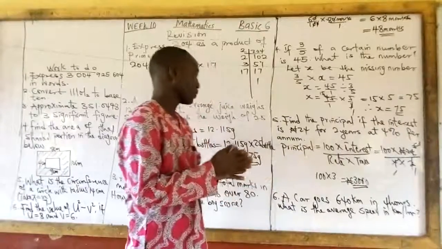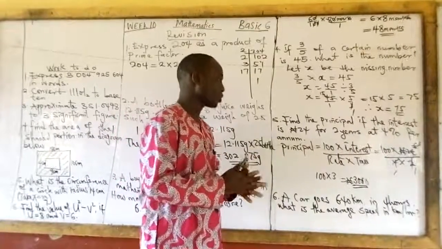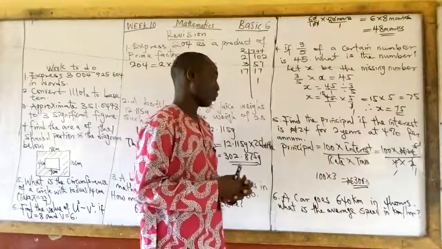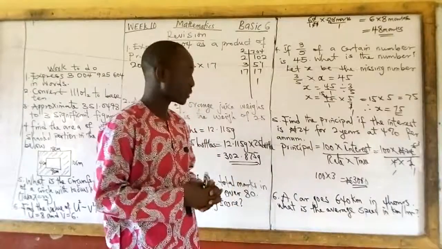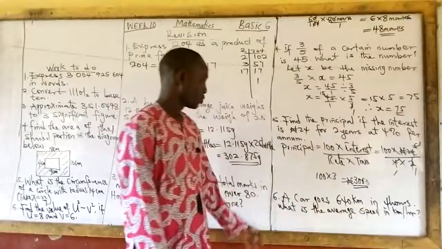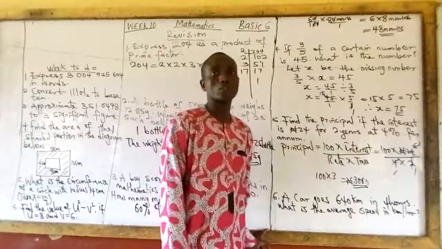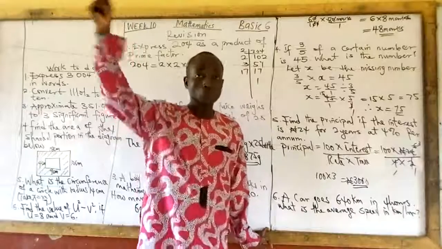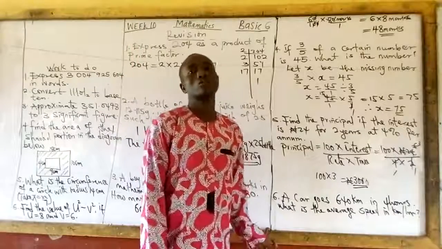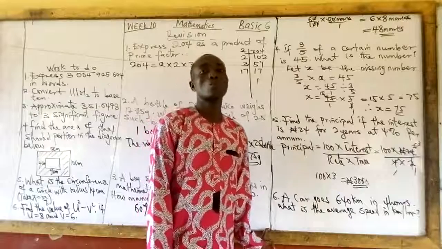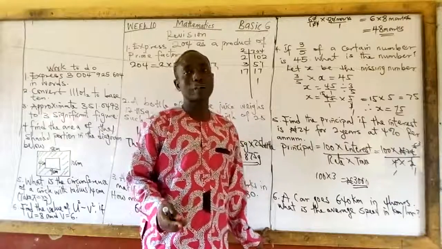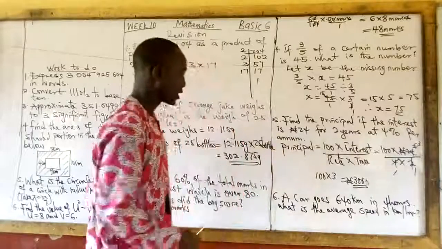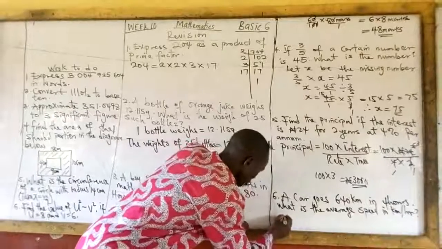Let's go to number 6. A car goes 640 kilometers in 4 hours. If a car covered a distance of 640 kilometers in 4 hours, what is the average speed in kilometers per hour? By now, I know you should still remember the formulas which I gave you last year during your first term session. So I believe you have not forgotten those formulas. Please go back to your mathematics notes and check all this.